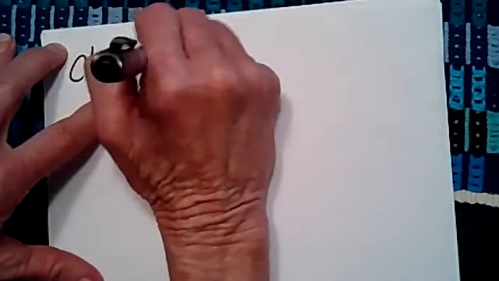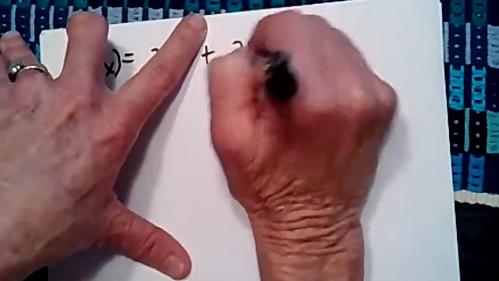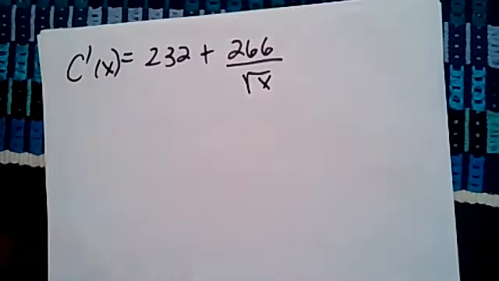Okay, so I'm going to put myself some writing. All right, so it says the marginal cost for a product is given by 232 plus 266 over the square root of x, dollars per unit, where x is the number of units produced and sold. And it says the current level of production is 164 units. If the level of production is increased to 269, find the increase in total cost.